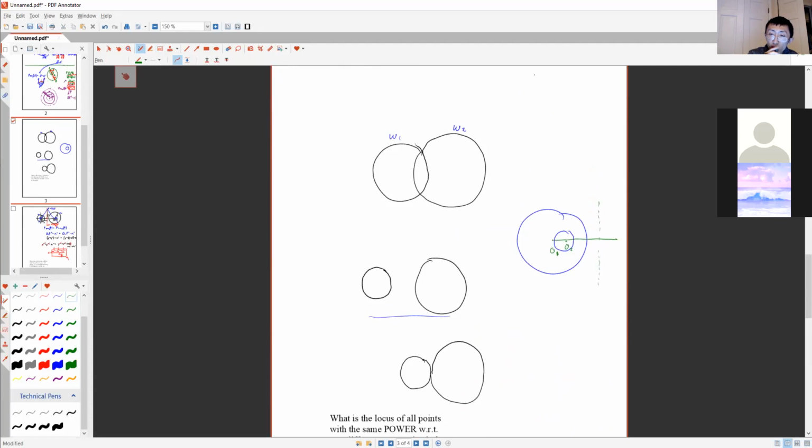What if the two circles intersect, right? Then where is that radical axis? Let's say it's O1, O2, and they intersect at X and Y.